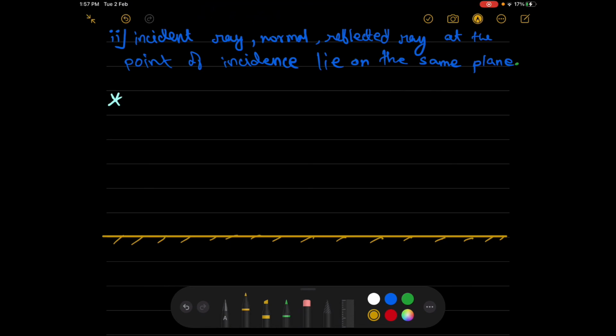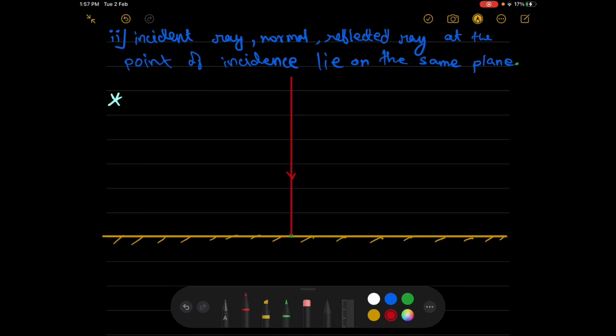Okay, the green one is the normal, but before that we need to draw the red one, which is the incident ray. It is coming downwards. Okay, now how much angle is it making with the normal?